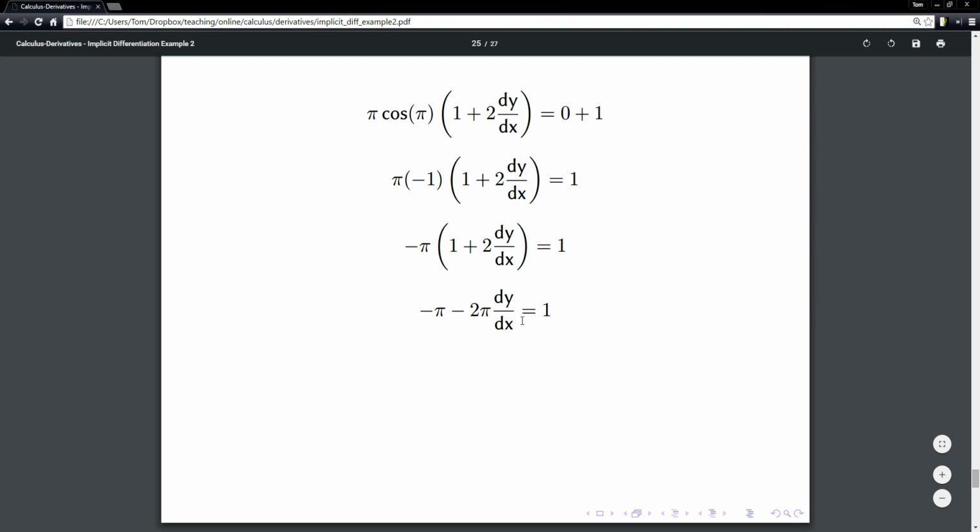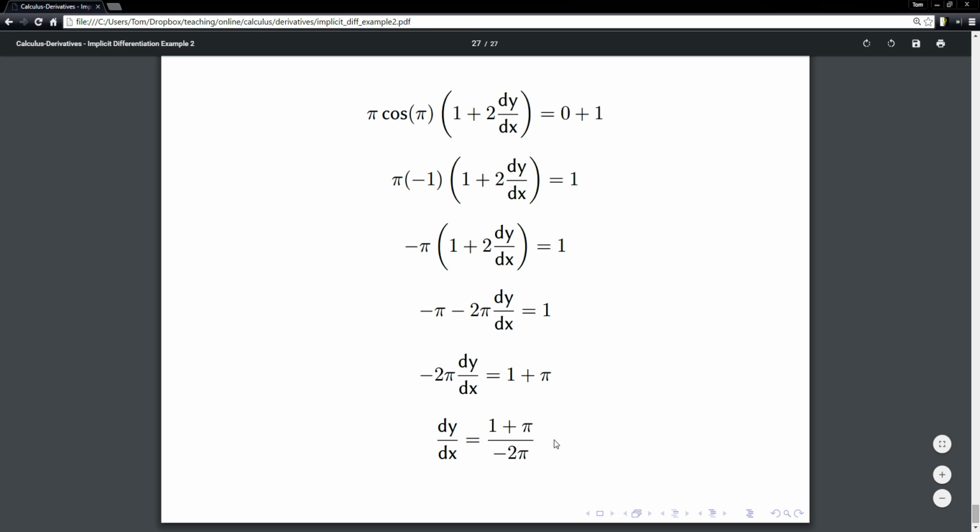And so now I just want to solve for dy dx. So I would add pi to both sides and get minus 2 pi dy dx equals 1 plus pi. And then last step is to divide both sides by minus 2 pi, and I will get that value here. Okay. So dy dx, the slope of the tangent line, and the derivative right at the point 1, 1 for this equation is 1 plus pi divided by minus 2 pi.